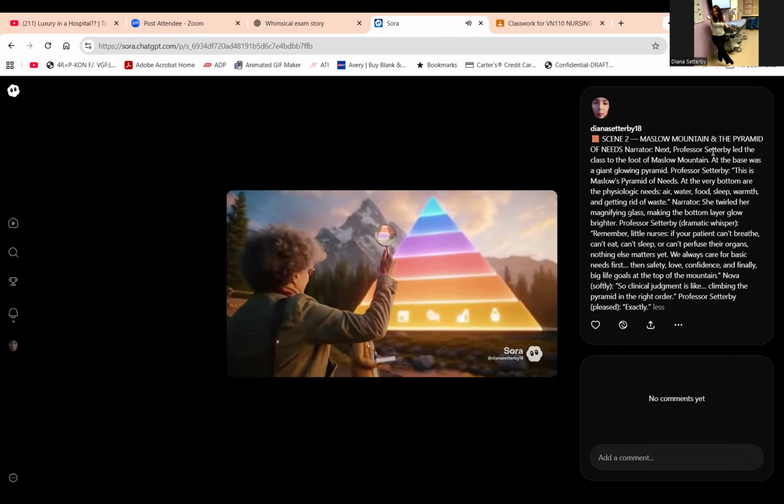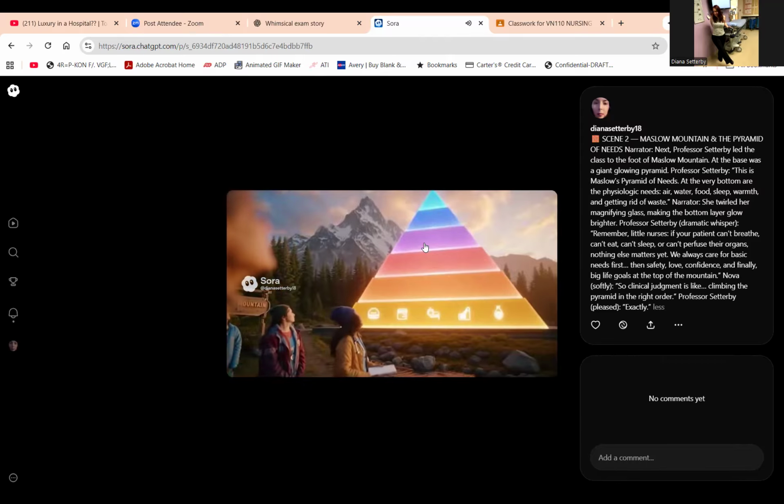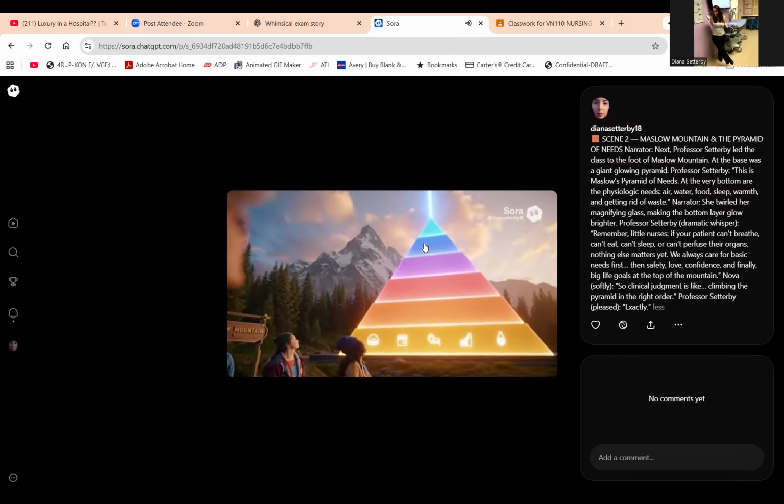Next, Professor Setterby led the class to the foot of Maslow Mountain. At the base was a giant glowing pyramid. This is Maslow's pyramid of needs. At the very bottom are the physiological.